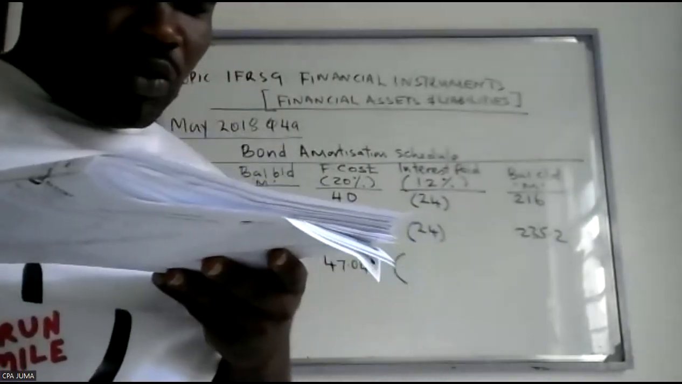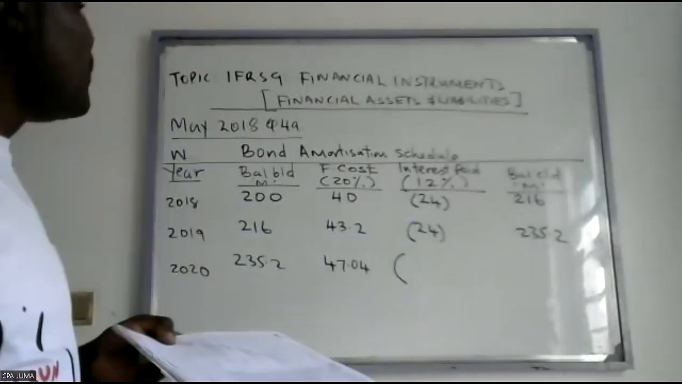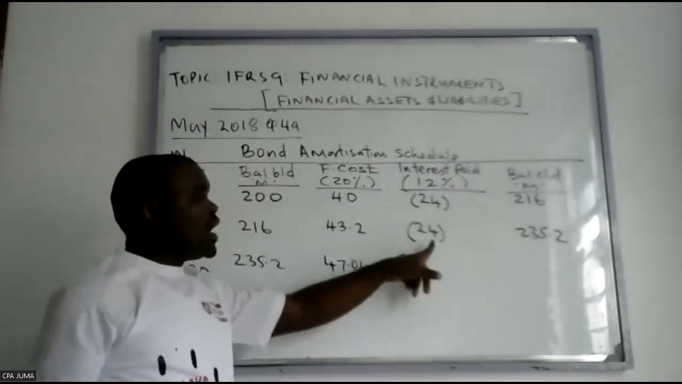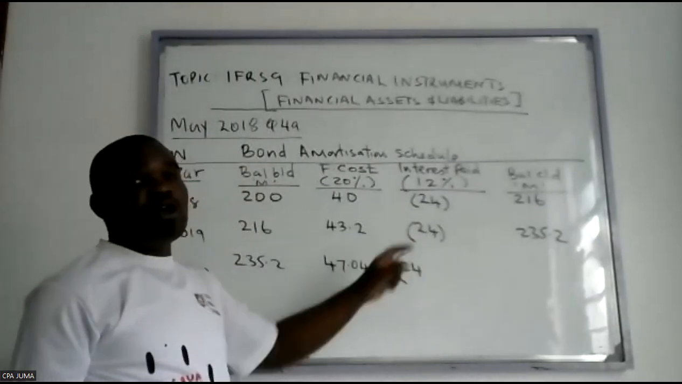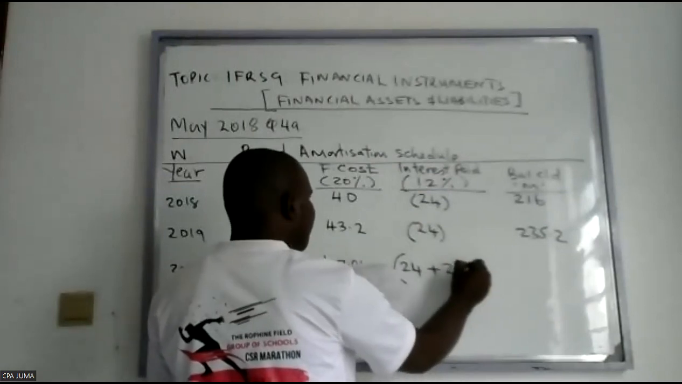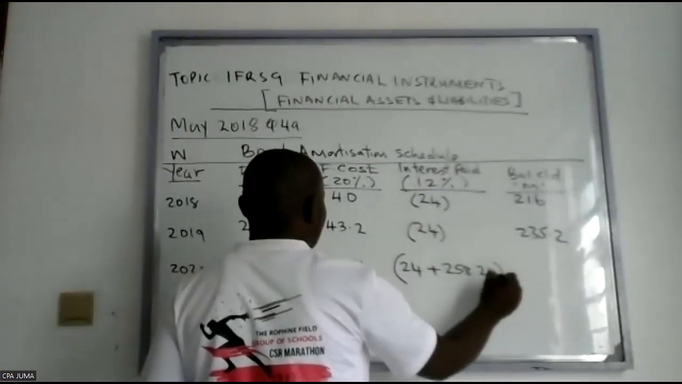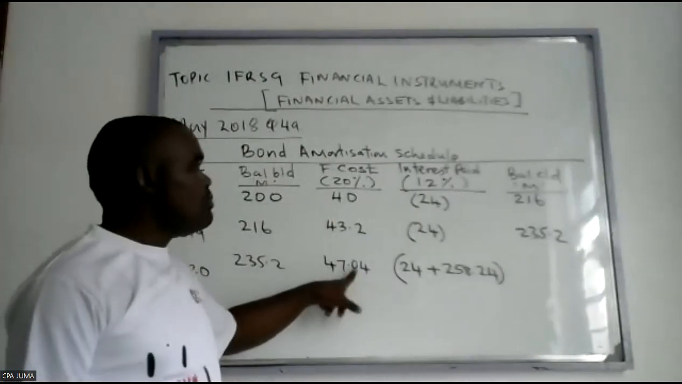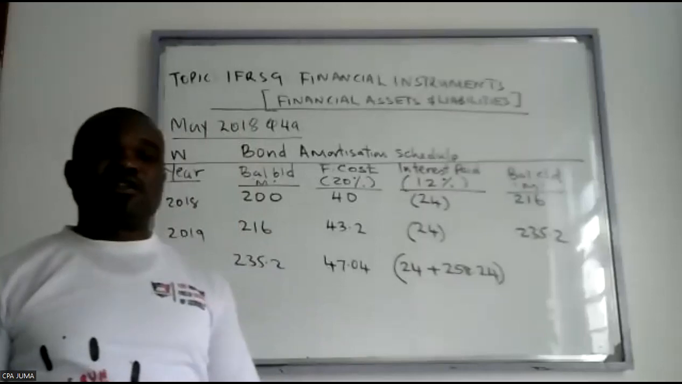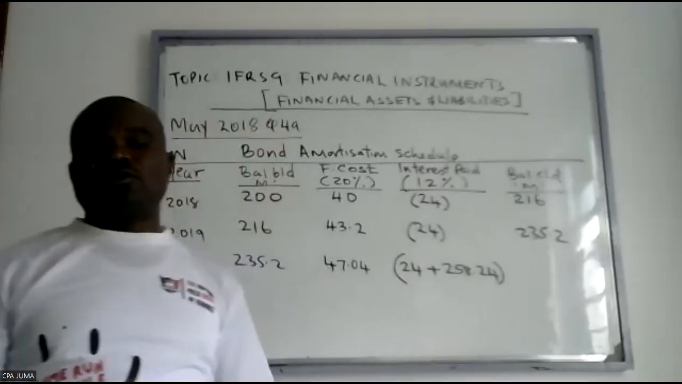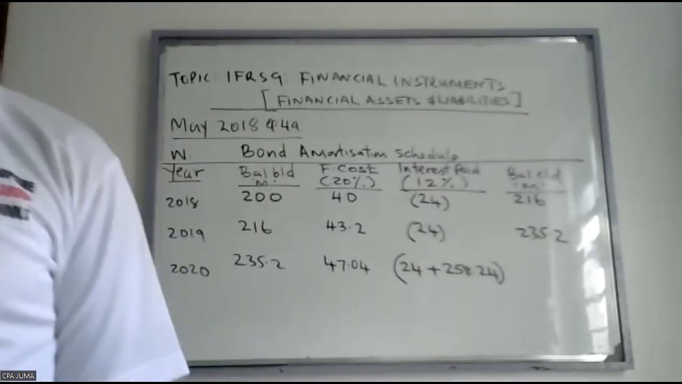The premium was 258.24. So it means in the last year, apart from the annual interest of 24, we will also redeem at a premium of 258.24. Yes. So you will take this plus this minus the entire bracket. So you will get the interest and also you redeem the principal amount. So how much is remaining?